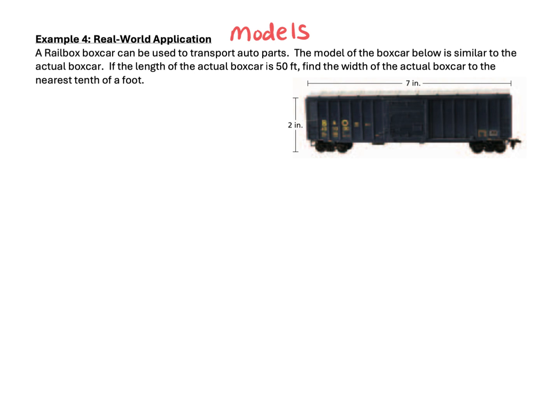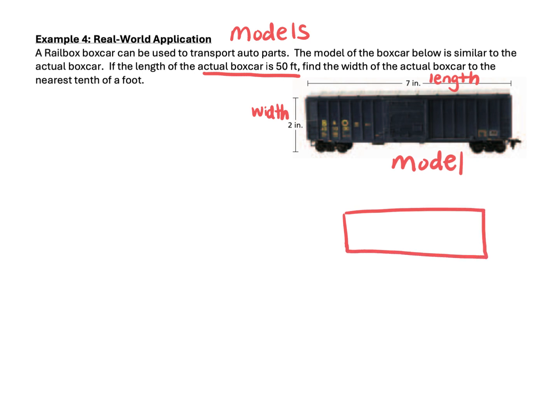So in this case, a rail boxcar can be used to transport auto parts. The model of the boxcar below is similar to the actual boxcar. So the length of the boxcar is 7 inches in the model, and the width is 2 inches. So this is my model. Well, if the length of the actual boxcar is 50 feet, so maybe it would be nice even just to draw a picture. So the real boxcar is 50 feet long. What is its width? I don't know.